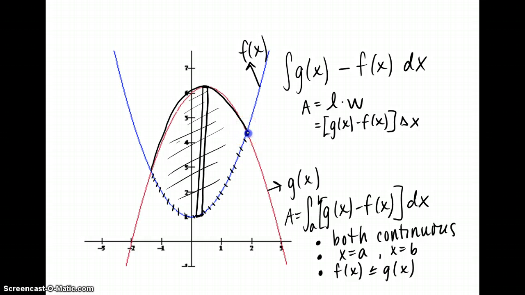And then where do the bounds for integration come from? They're from the points of intersection. So we would solve where the functions are equal to each other. Alright, let's look at some examples.